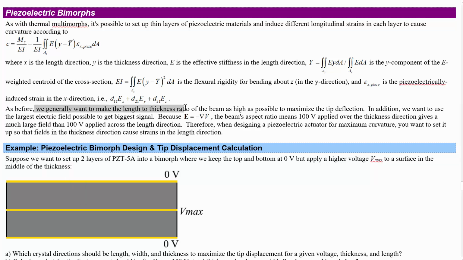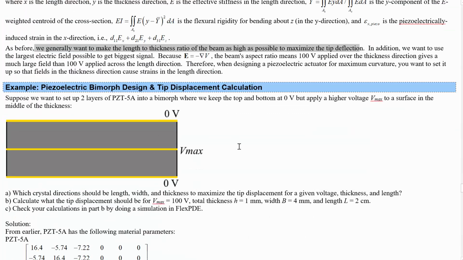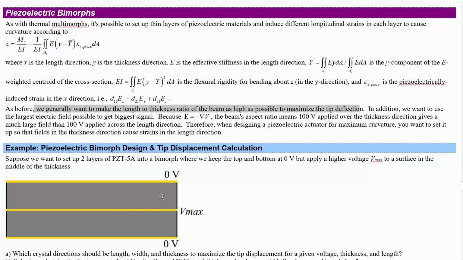Now, as before, with these multimorphs, we want to make the length to thickness ratio as high as possible to maximize the tip deflection. When we have something that's really thin, and we put a little bit of different strain in the top and the bottom, then we can get a lot of curvature and a lot of deflection if the beam is also long. In addition, we want to use the largest electric field possible to get the biggest signal, because this is going to be bigger if we have a bigger E field. And because E is the negative gradient of V, and we're generally applying voltage rather than electric field directly, we can get the biggest E field if we have the thinnest separation between the plates where we're applying a voltage.